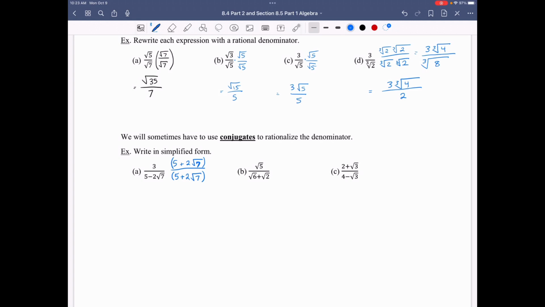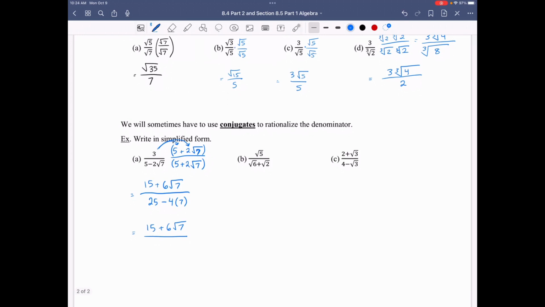That will give us, and we'll distribute here, 3 times 5 is 15, plus 3 times 2 is 6. Sorry about the door keeping opening. And then we have 5 times 5 is 25, minus 2 times 2 is 4, and the square root of 7 times the square root of 7 is 7. Now we'll just simplify that. Showing our work, 15 plus 6 square roots of 7, and that's going to be 25 minus 28. 25 minus 28 is negative 3.